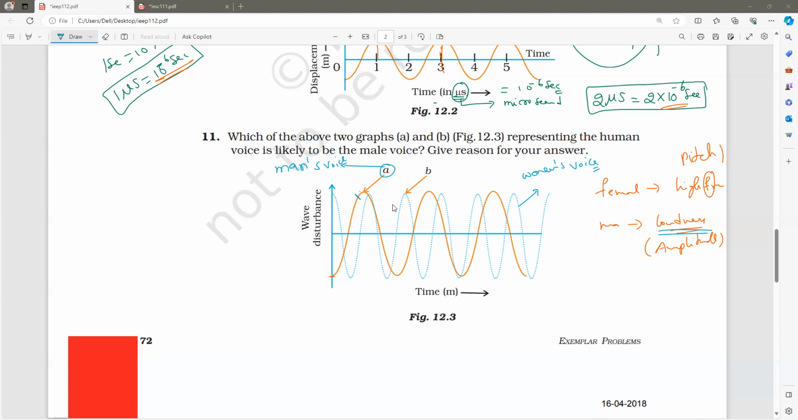So frequency less means what is less? Pitch is less. That's what. Hence, the pitch of a sound shown by graph A is less. So man is having what? Low pitch voice or high pitch voice? Man is having low pitch voice. That is what you have to remember.